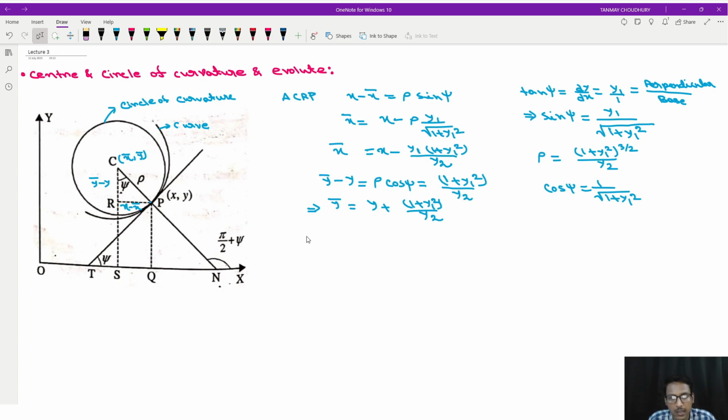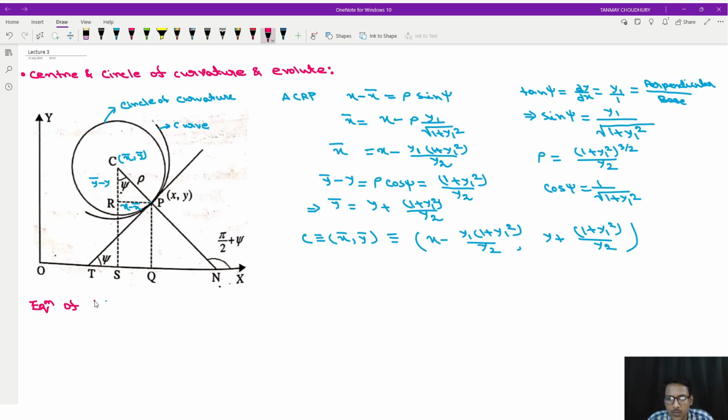So what is the coordinate of the center of curvature? It is x bar comma y bar, and it is given by x minus y1 into 1 plus y1 square divided by y2, and y plus 1 plus y1 square divided by y2. So what will be the equation of the circle of curvature?